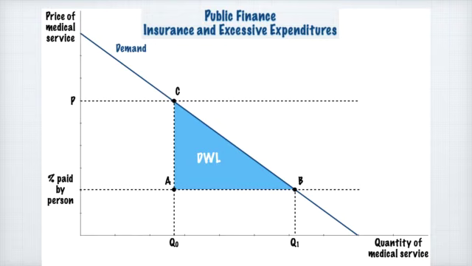And that shaded area is the deadweight loss. Because the marginal cost or the perceived marginal cost is higher than the benefit that the individual is actually receiving because they're not paying the full cost of those medical services. So it's being overconsumed in this particular scenario because of the presence of medical insurance.